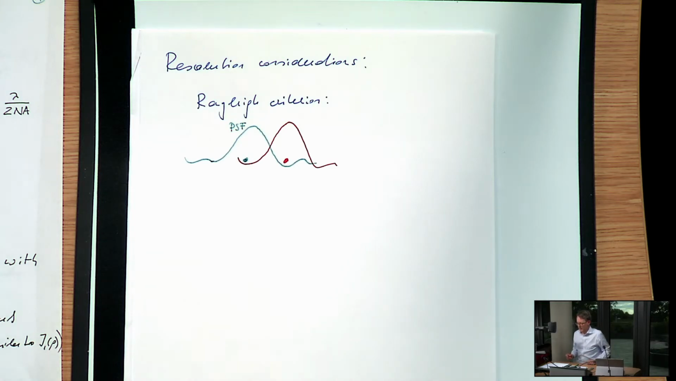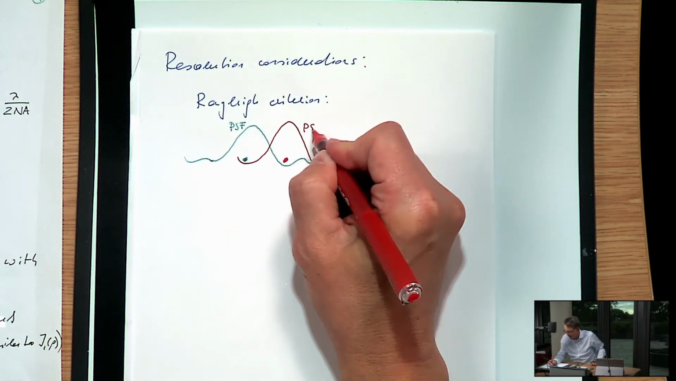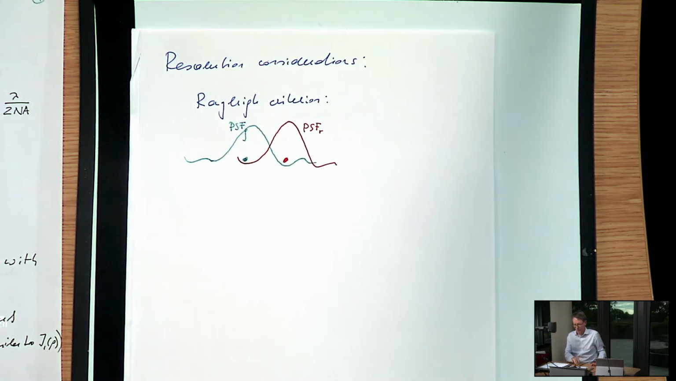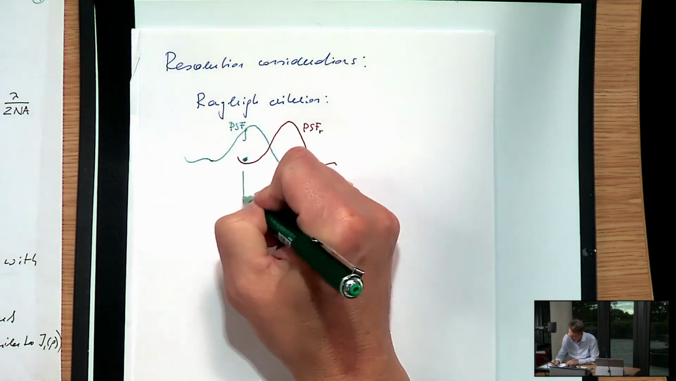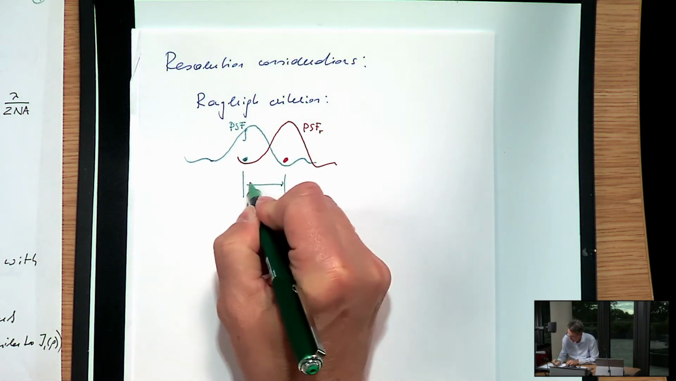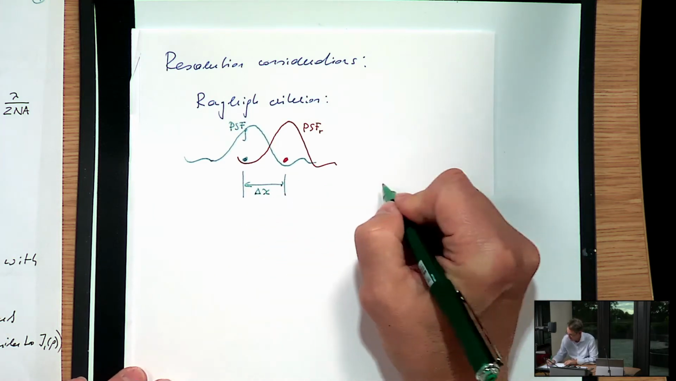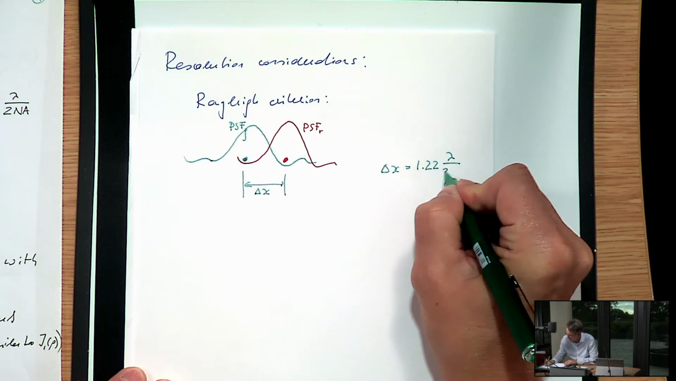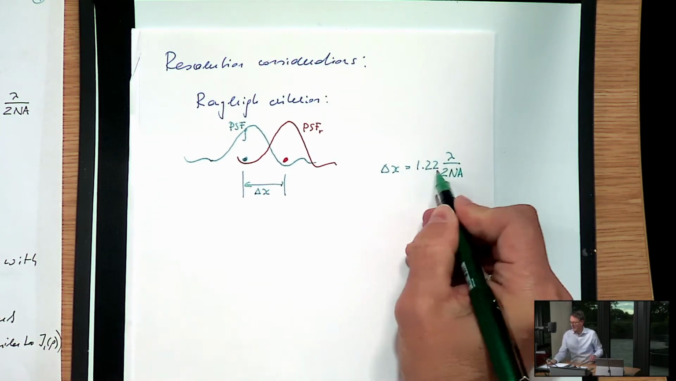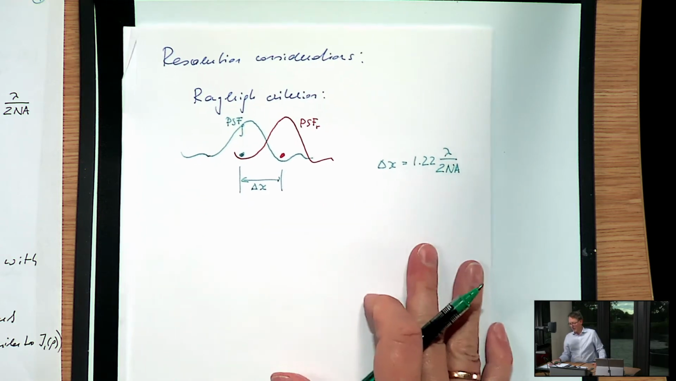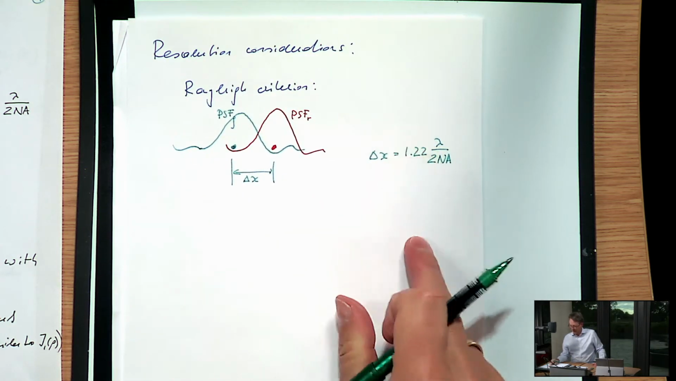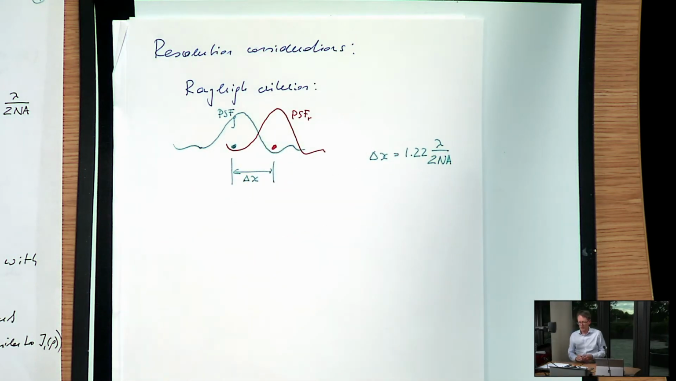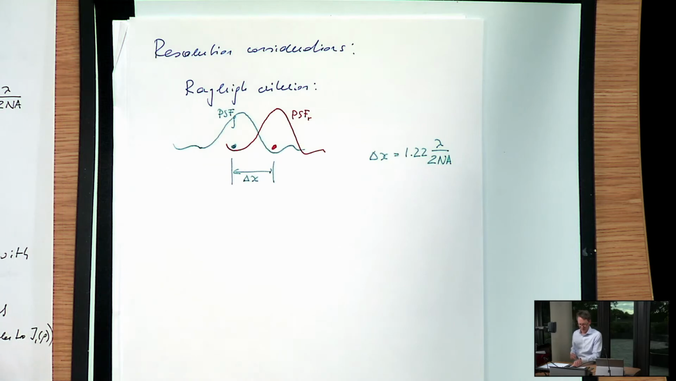And that is the Rayleigh criterion, because then we can clearly see the two. This is the PSF of the red fluorophore, and this is the PSF of the green fluorophore, or call it 1 and 2 if you so want. And so we know that this distance here, delta x, is equal to 1.22 lambda over 2 NA. We worked this out in an earlier lecture. It's roughly lambda over 2 NA, but if you do it exactly for a Bessel function, there's a factor 1.22 there, which we did in one of the early lectures.